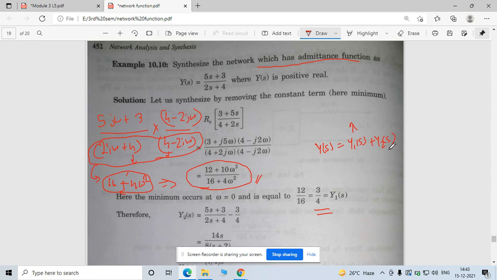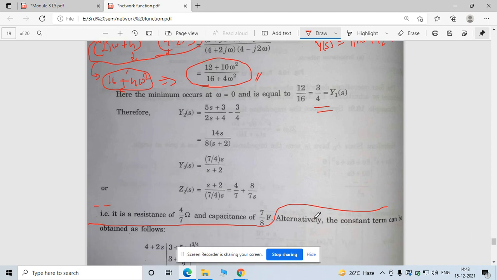How to find out this y2 of s? Simple. This minus this term with this. Okay. When you minus that two terms, you will get y2 of s. Same way, you have to reduce that circuit in this standard format. Now you will get this. You can reciprocal that this circuit and observe your impedance format, right? So impedance you will get this.